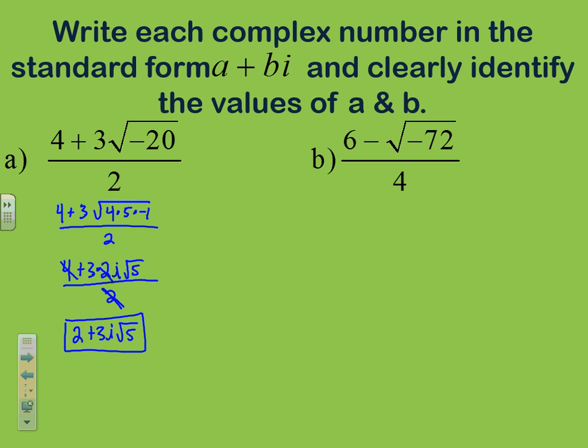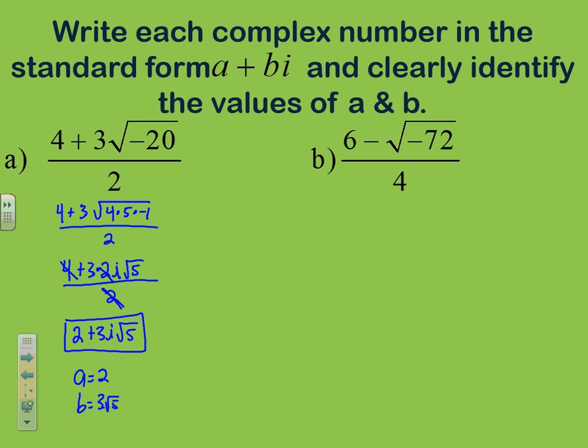Now here, it is asking us to identify our a and b terms. So in this case, a is 2 and b would be 3 radical 5. The only thing that's imaginary is the i itself, and so we don't write it as the b value. It's just the numerical part. So let's try this next example.